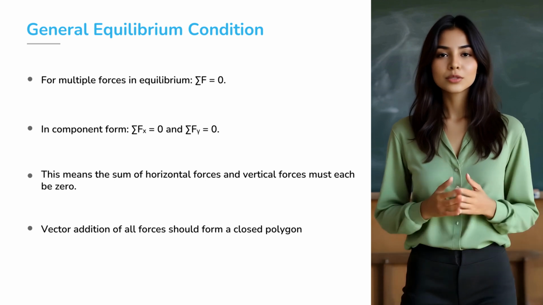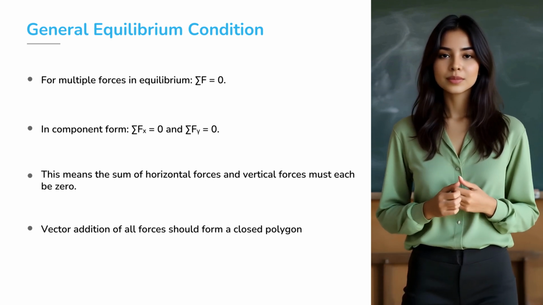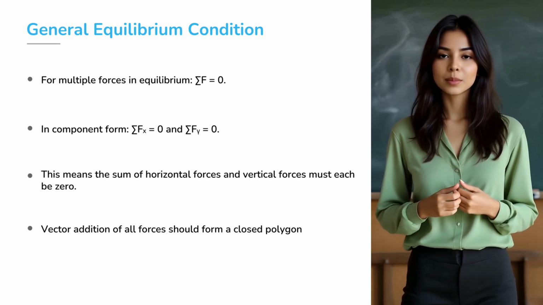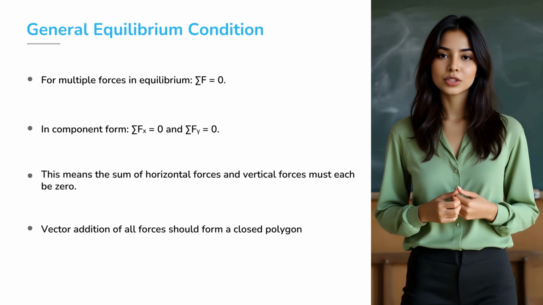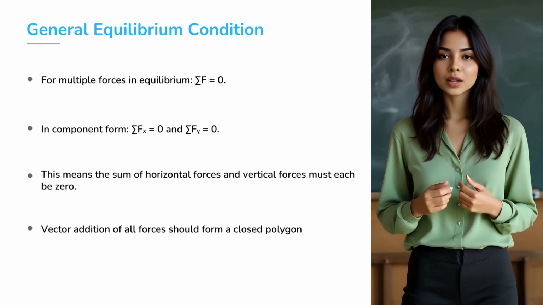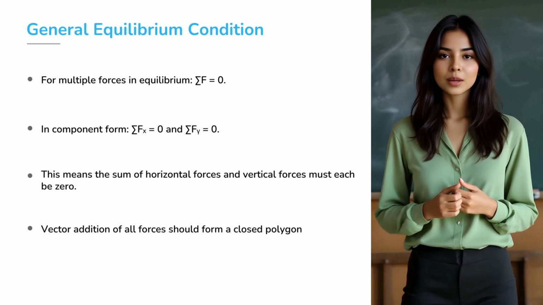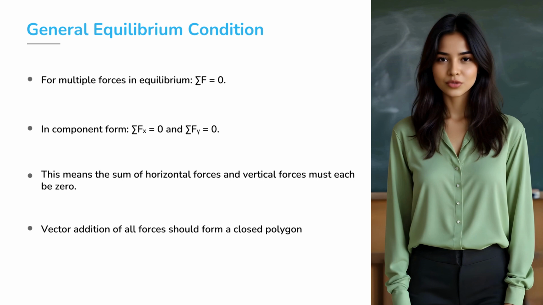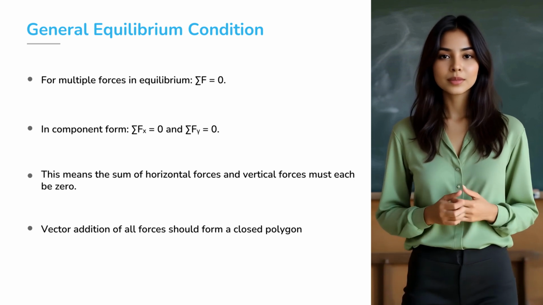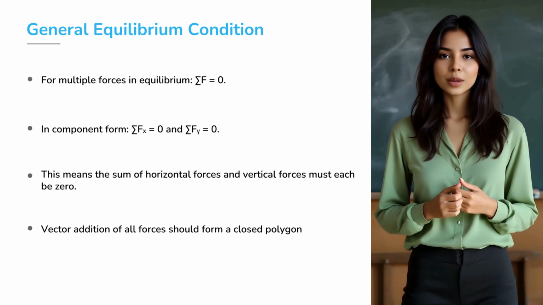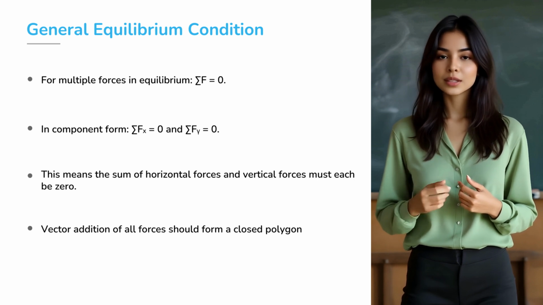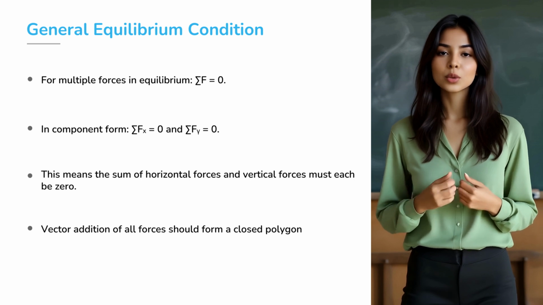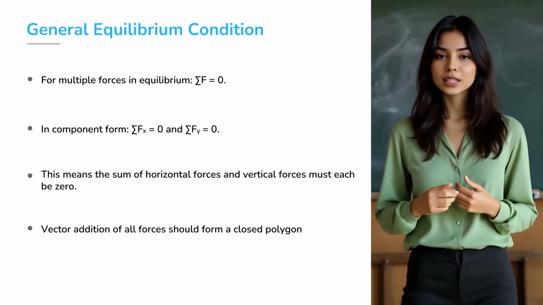What if more than three forces act on a particle? The rule still holds. For a particle in equilibrium under many forces, the sum of all the forces must be zero. In component form, we say the sum of all horizontal forces equals zero and the sum of all vertical forces equals zero. Graphically, when all the forces are represented as arrows one after another, they must form a closed polygon. This polygon rule is just an extension of the triangle law.